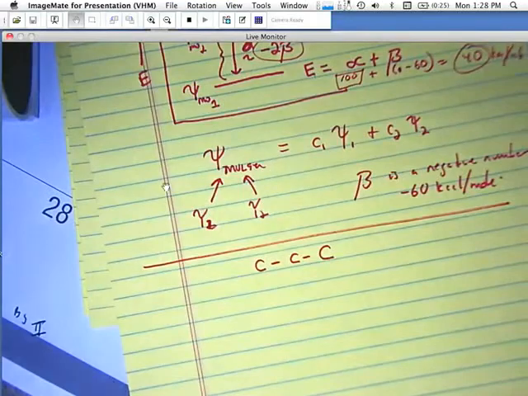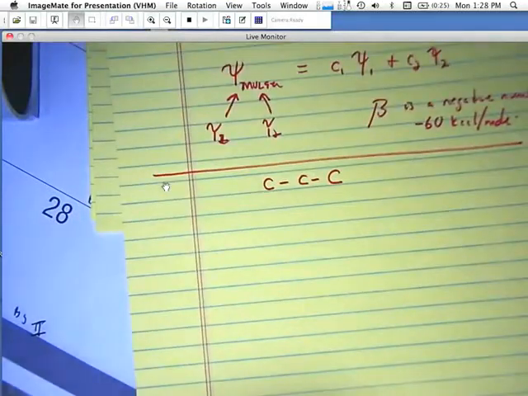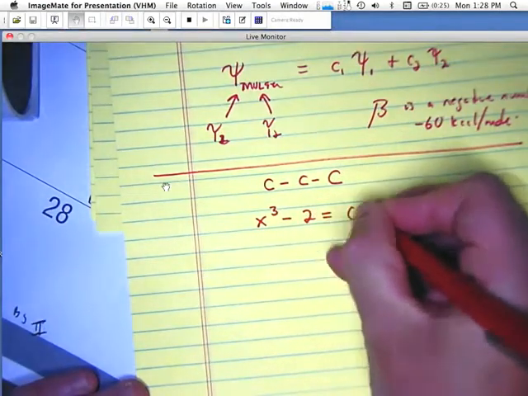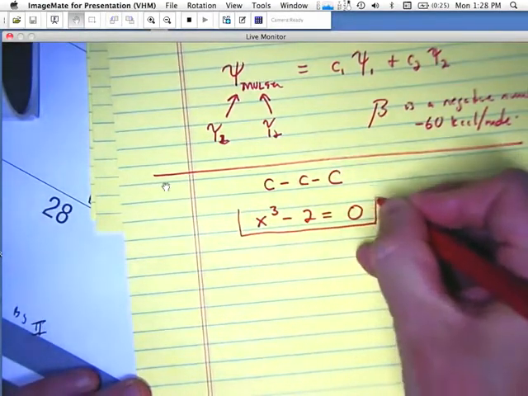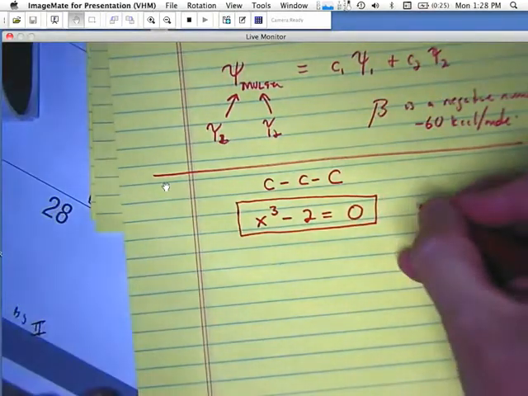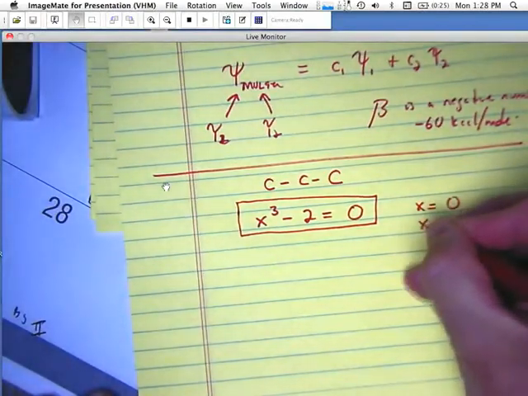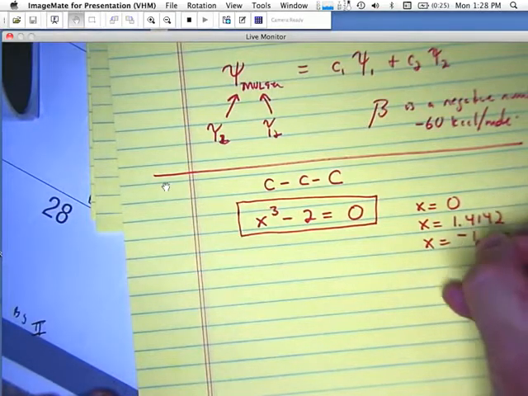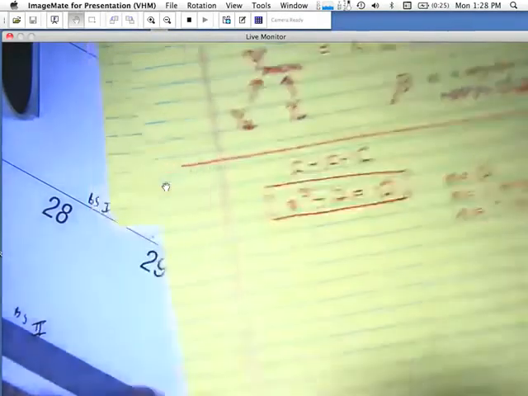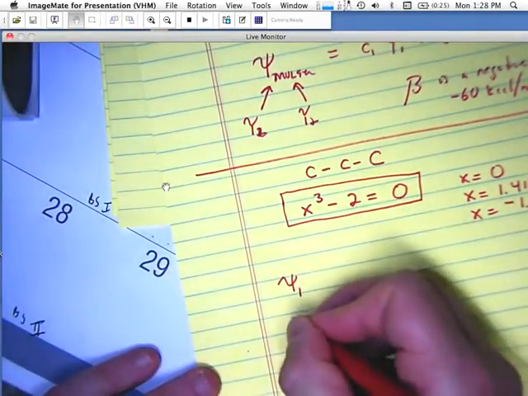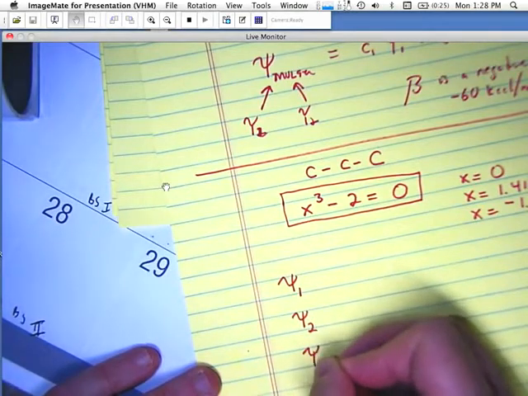Let's go back and look at this thing here, and I think I had for my function x cubed minus 2 is equal to 0. And when I put this into my Newton's equation, I got x equals 0, x equals 1.4142, and x equals minus 1.4142. And what that means is I'm going to have psi 1, psi 2, and psi 3.